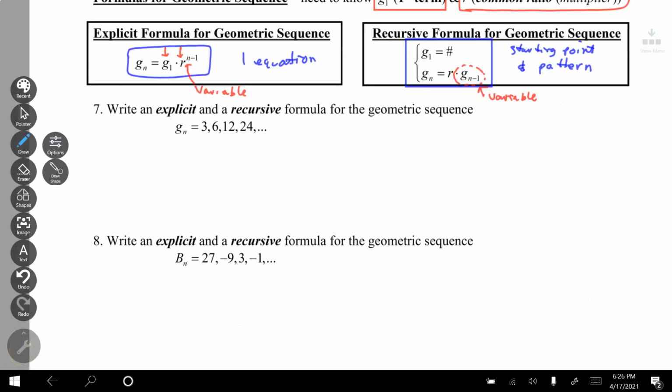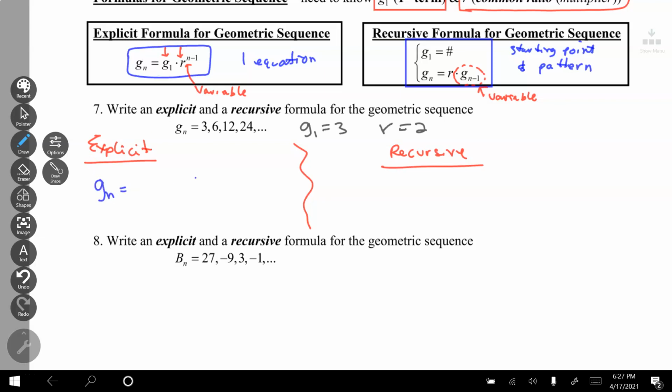Let's write some formulas using what we have above. Well, this one's easy. The first term is equal to 3, and my ratio is equal to 2. It's very easy to see that. So let's write our formulas. I'm going to do my explicit and my recursive. My explicit is going to be the one equation, g sub n is equal to first term, parentheses, 2, raised to the n minus 1. And there's my formula for that.